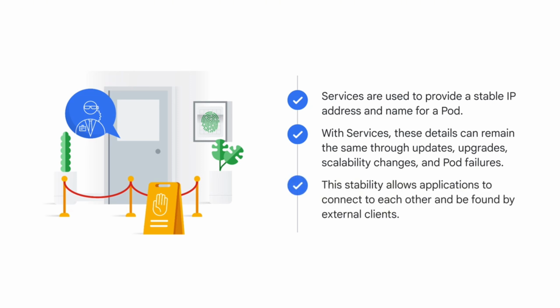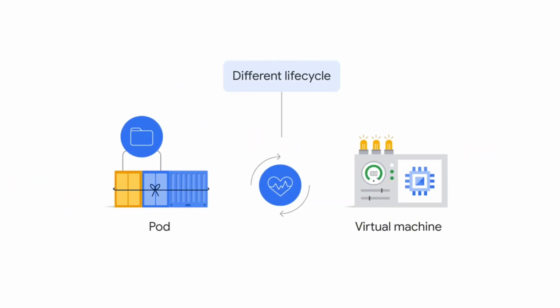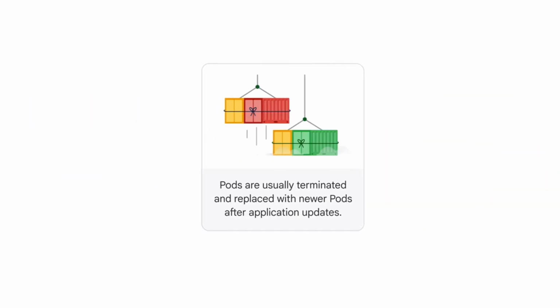This stability allows applications to connect to each other and be found by external clients, even when pods are updated or replaced. Pods have a different life cycle compared to virtual machines. While VMs are typically designed to be durable and persist through application updates and upgrades, pods are usually terminated and replaced with newer pods after application updates.